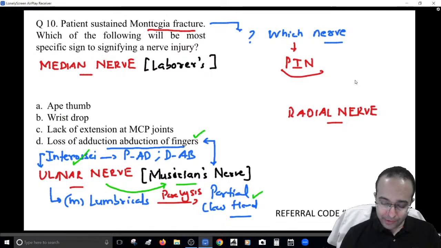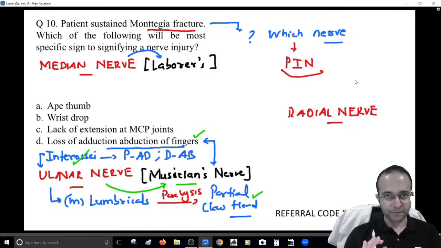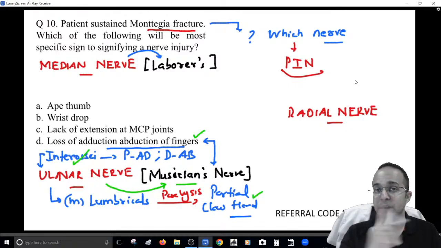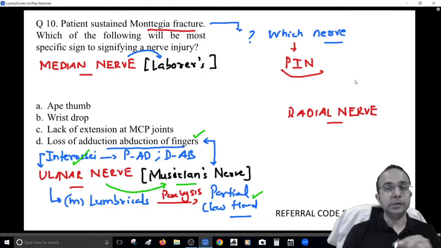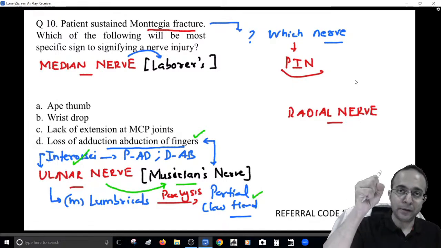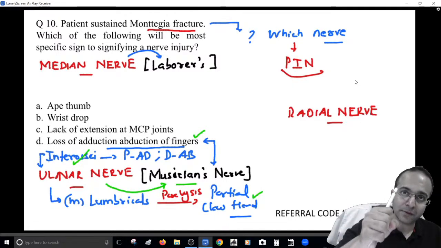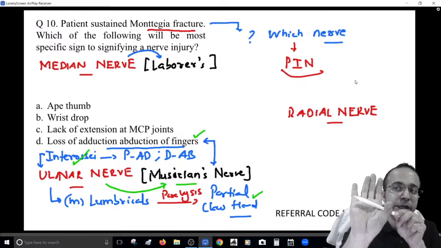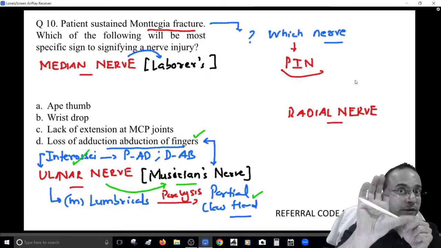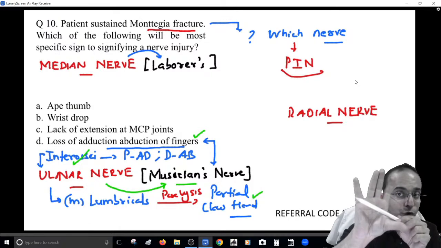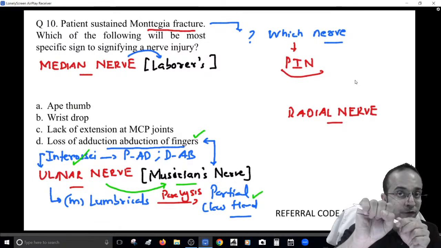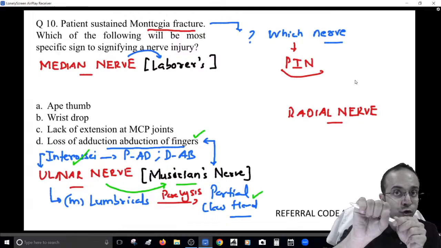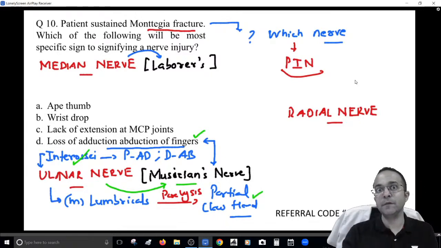Now, laborer's nerve is the median nerve. And why is the median nerve the laborer's nerve? What is the job of a laborer? A laborer has to hold a hammer, and then he has to hammer. So he needs flexion in the fingers and flexion in the thumb. So thumb movements and finger flexion have to come from the median nerve.